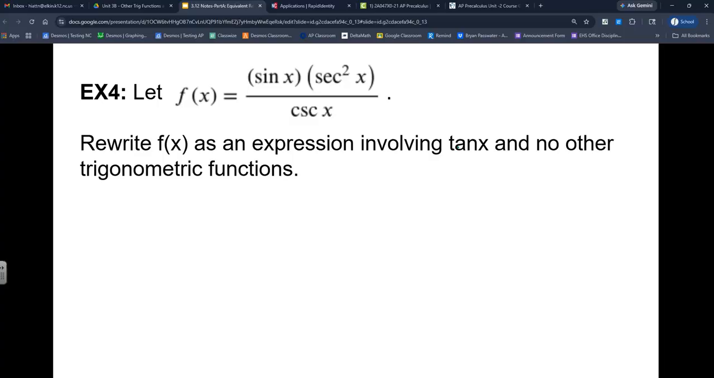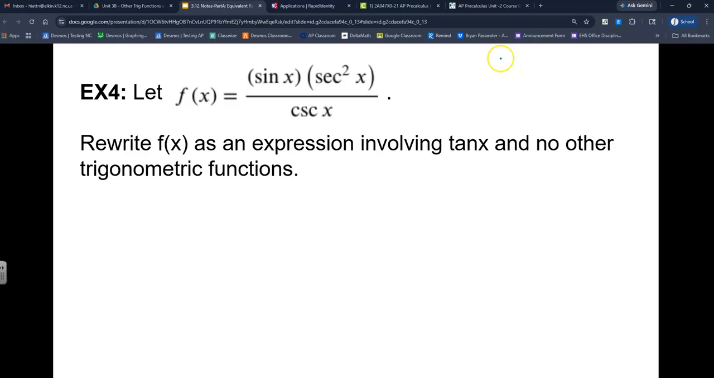Any ideas? I do know secant squared is tangent squared x plus 1. That could come into play, but I'm not sure what to do with it after that. We could possibly take that approach. But because I've done more of these problems, I don't necessarily think that's going to be our best bet there.